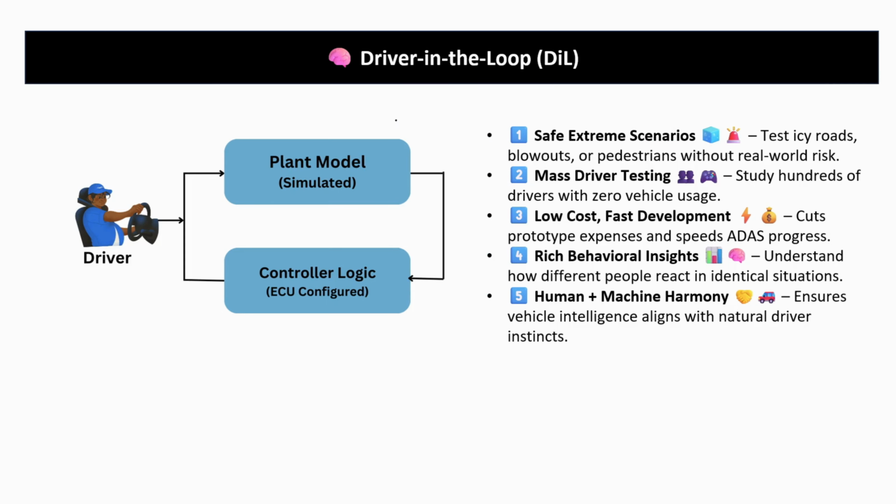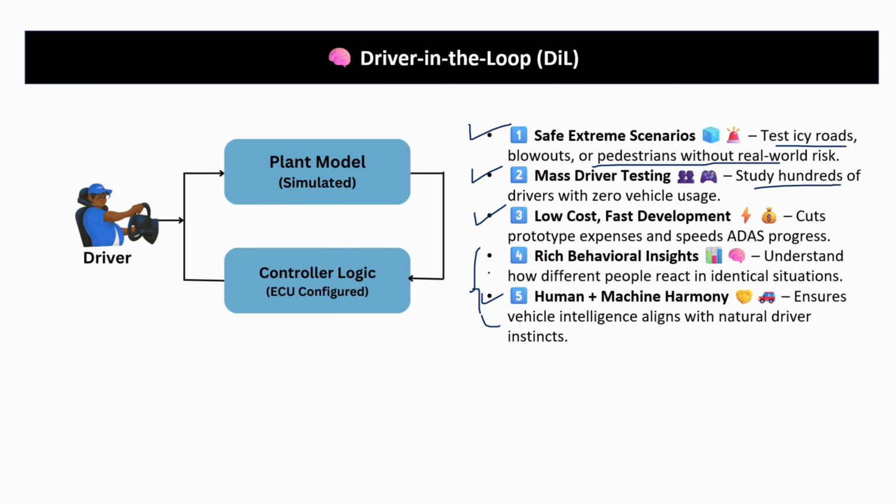DIL offers tremendous benefits. You can simulate dangerous scenarios, icy roads, tire blowouts, or pedestrian crossings safely in a lab. You can test hundreds of drivers and gather diverse behavioral data without using a single real vehicle. It drastically reduces prototype cost and accelerates development for ADAS and autonomous systems. In essence, DIL merges engineering validation with the human experience, ensuring that the vehicle's intelligence and the driver's instincts work together harmoniously.